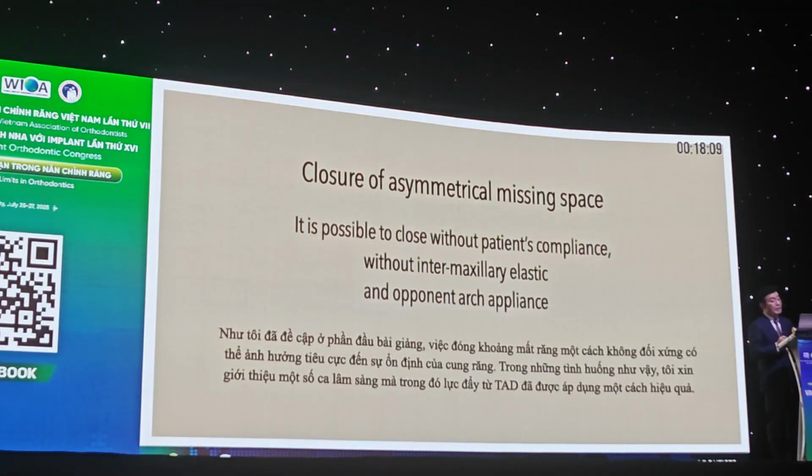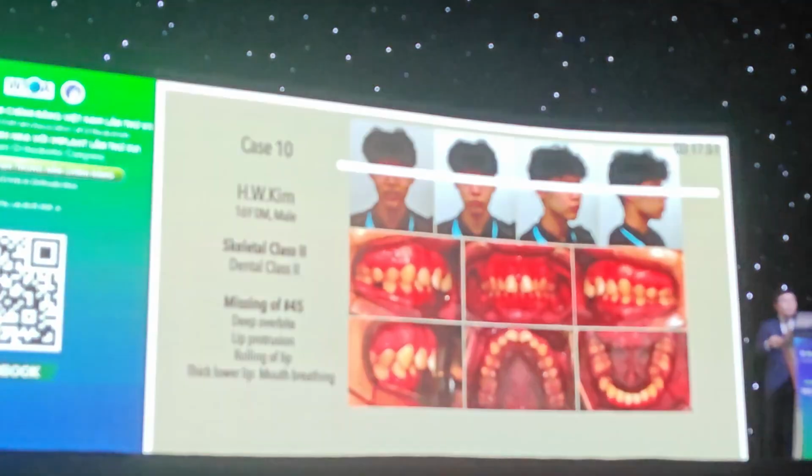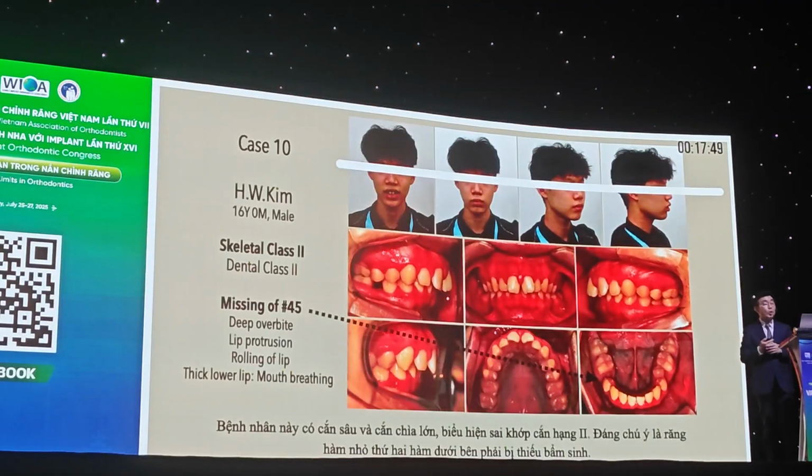As I mentioned at the beginning of the lecture, treatment that closes space asymmetrically can negatively impact the stability of the dentition. In such scenarios, I'd like to present a case where the TAD-supported pushing force has been applied effectively. This patient presents with deep overbite and overjet, exhibiting a class 2 malocclusion.